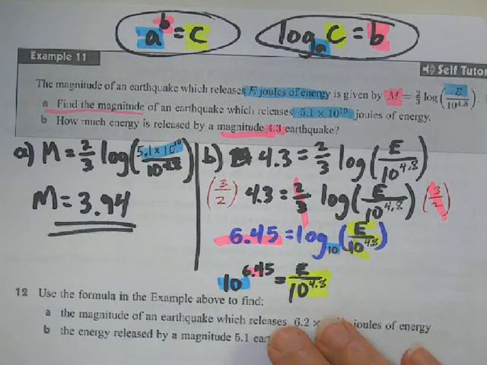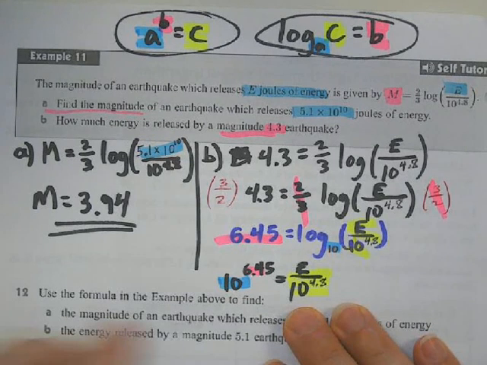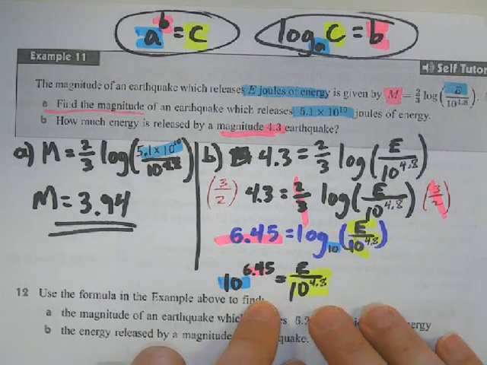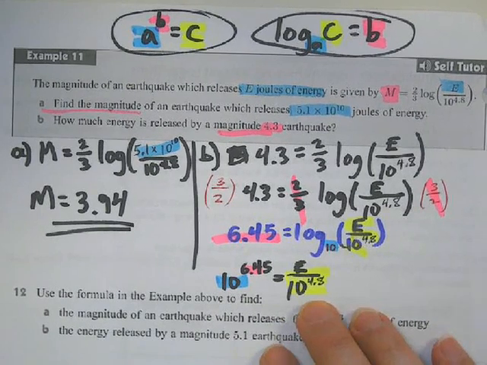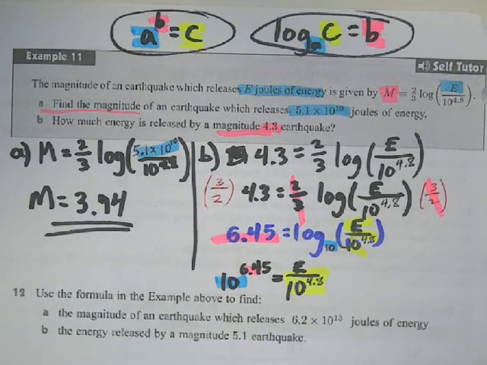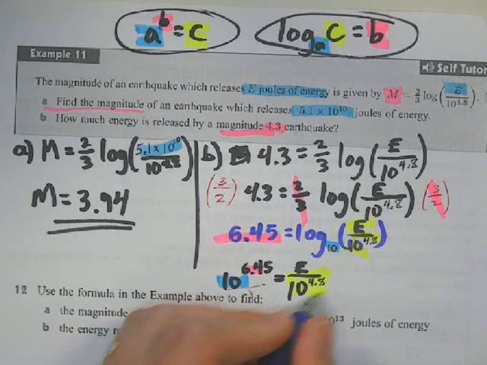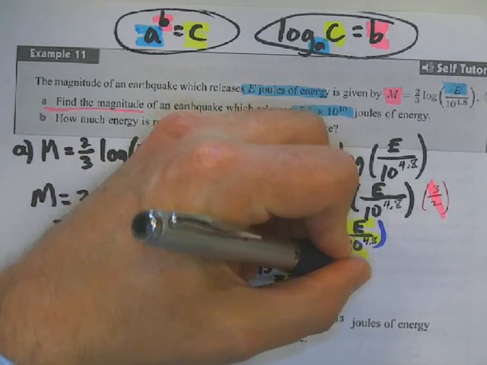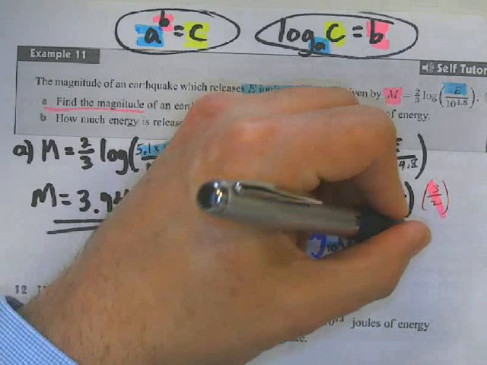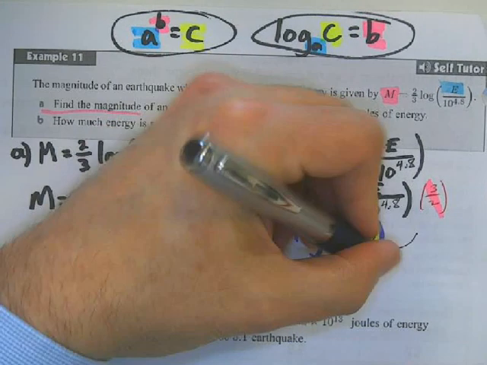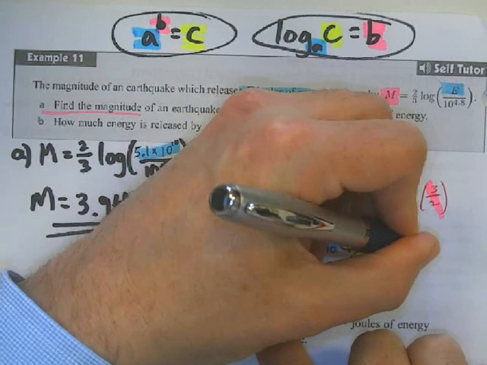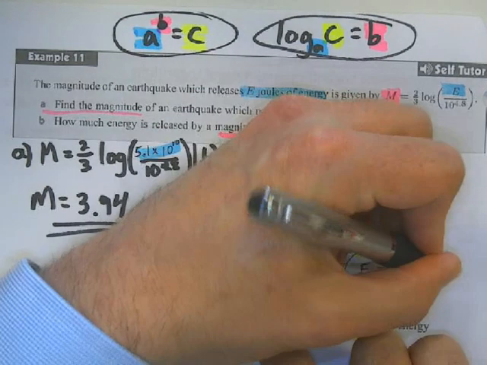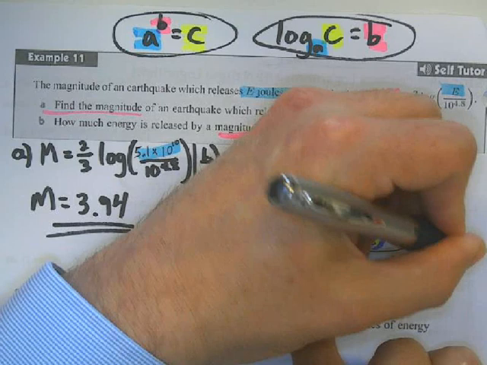Okay, so we're almost done. We got to solve for e. So the next thing I need to do, if I multiply 10 to the power of 4.8 on both sides, or we could just say cross multiply, right? So then we get e is equal to 10 to the power of 6.45 times 10 to the power of 4.8.